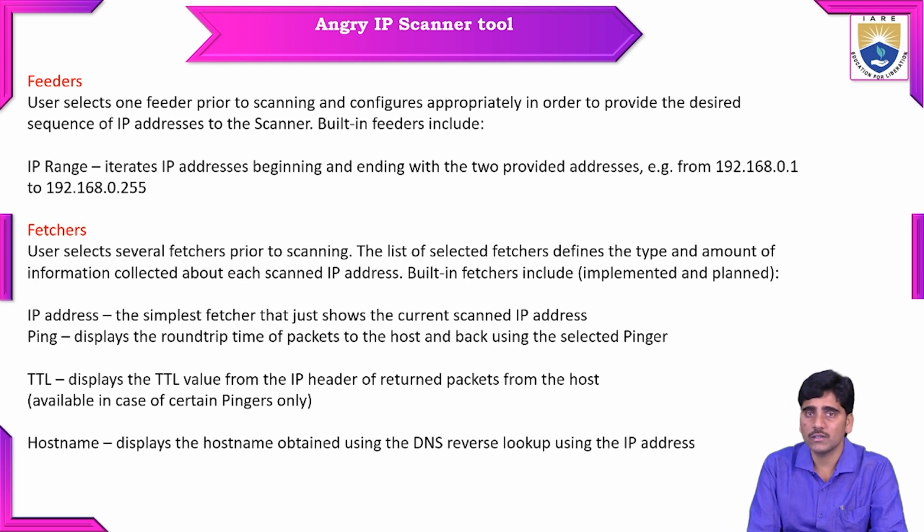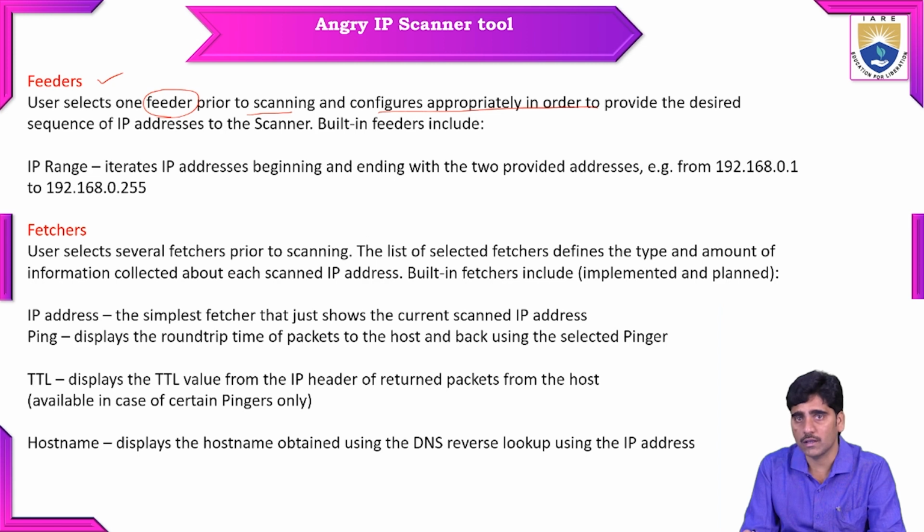Here the first option is feeders. So here the user selects one feeder prior to scanning. Before performing scanning, the user has to select one feeder and configure it appropriately in order to provide the desired sequence of IP addresses to the scanner. So to get the correct sequence, we have to select one feeder prior to the scanning.